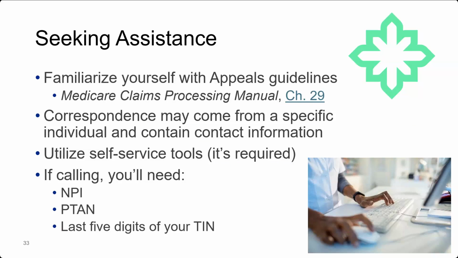Finally, if you've tried all the things and you still need assistance, you can call our office. When you do, you'll need the information that's listed here. You'll need your NPI, your PTAN, the last 5 digits of your tax ID. You'll need contact information. You can find that contract specific information on our website under the Contact Us area.